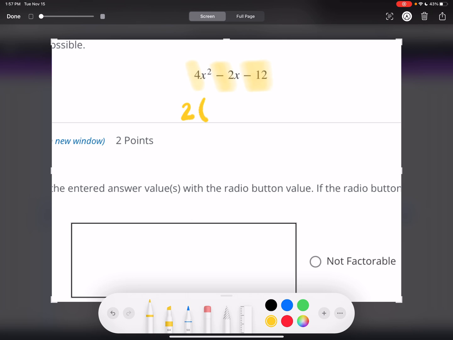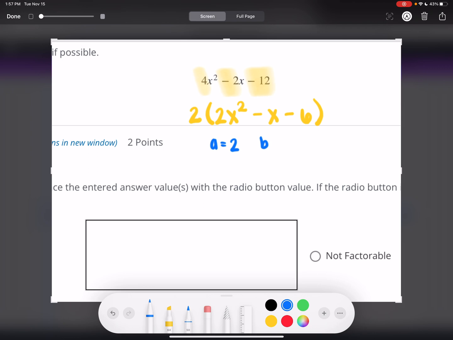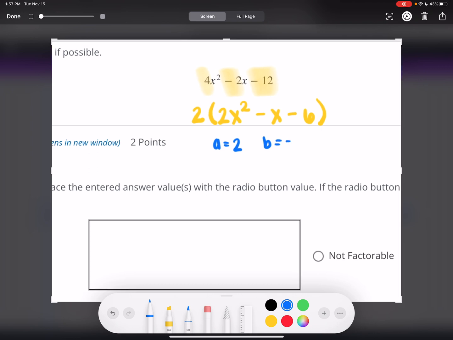4x squared divided by 2 is going to give me 2x squared. Negative 2x divided by 2 is going to give me negative x. And then negative 12 divided by 2 is going to give me negative 6. Now that I've done that, it's going to make my factoring a little bit easier. So I'm going to go through the rainbow method. So a equals 2, b equals negative 1, and c equals negative 6.